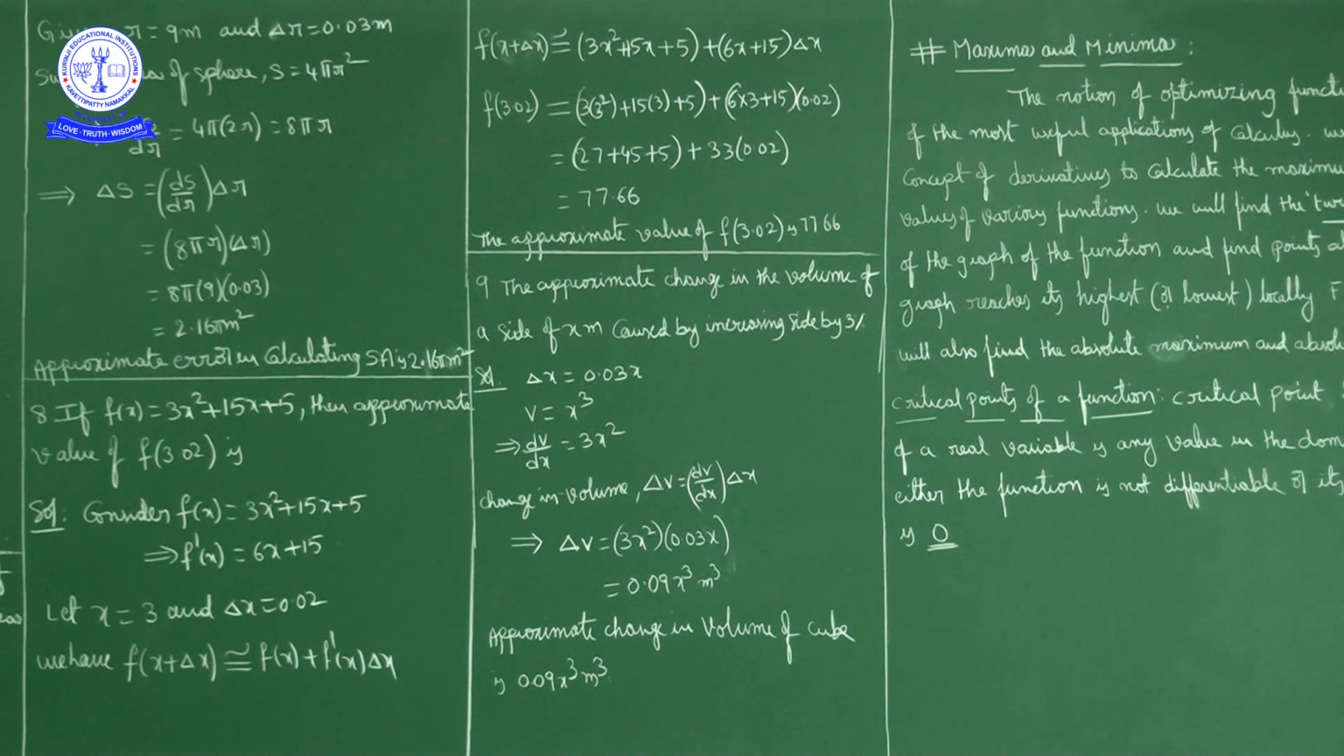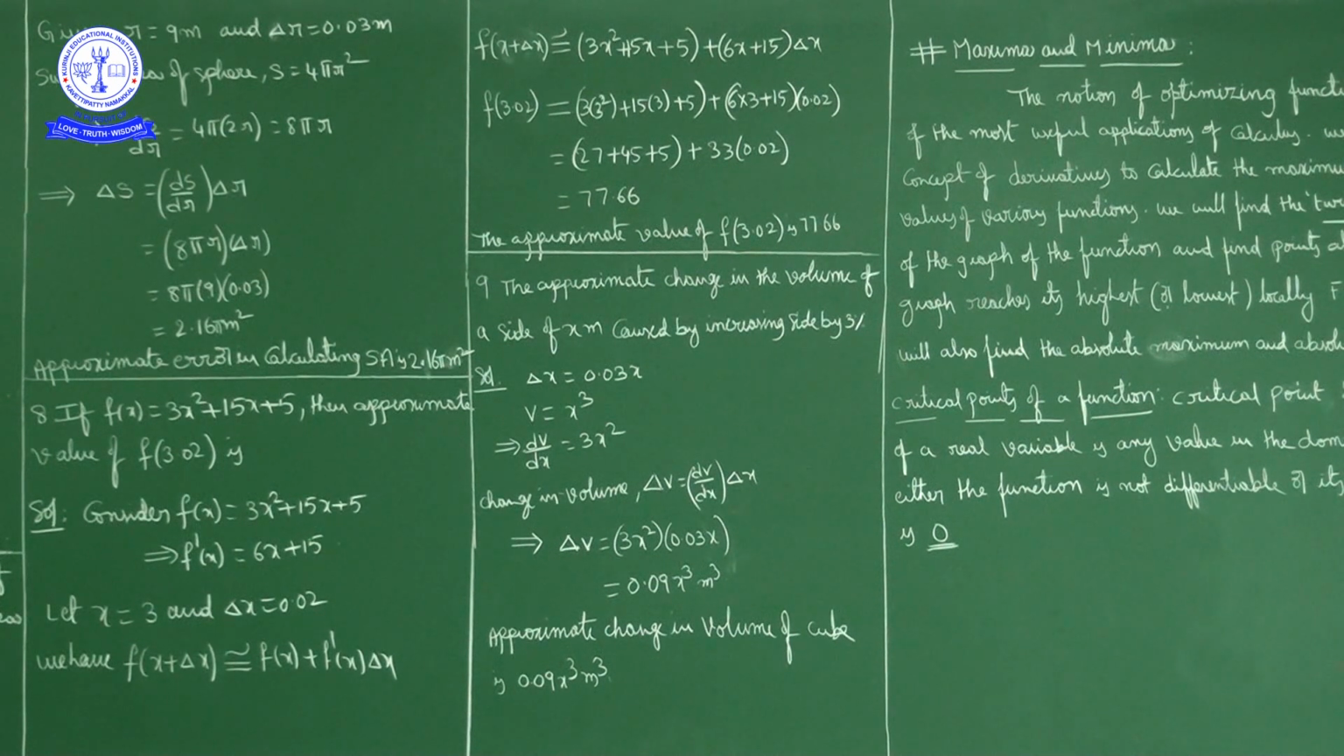Here f of 3.02 means we can consider x as 3 and the error in x as 0.02. So let x is equal to 3 and delta x equal to 0.02. And f of x equal to 3x square plus 15x plus 5. Now f dash of x: the derivative of 3 into x square is 3 into 2x, so 6x, plus the derivative of 15x is 15, and the derivative of the constant is 0. So f dash of x equal to 6x plus 15.